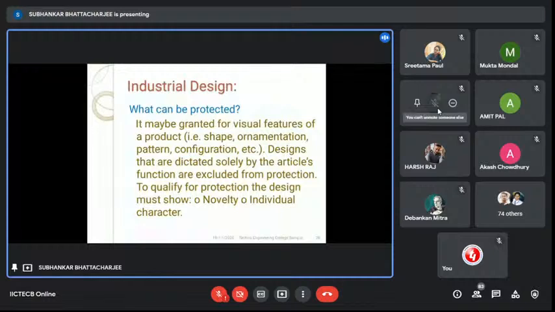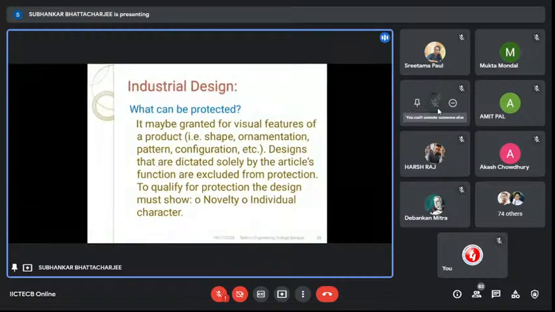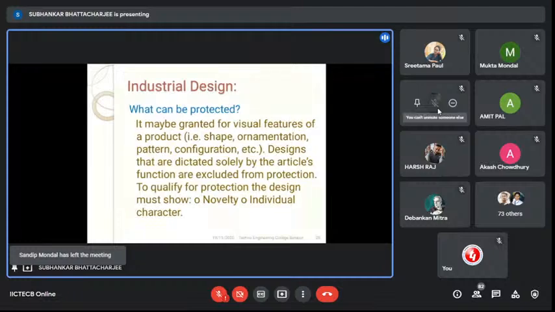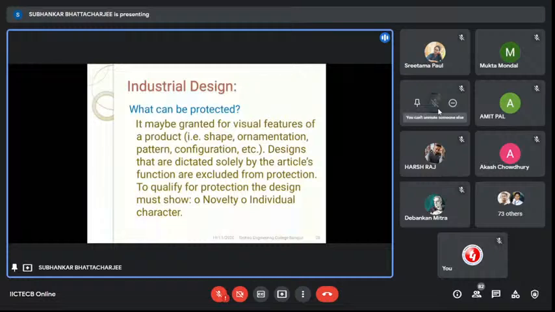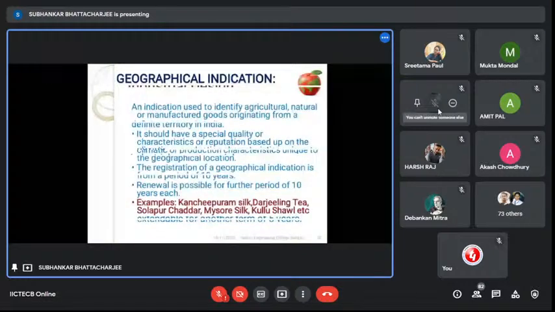What can be protected by industrial design? It may be granted for visual features, a product's shape, ornament, pattern, configuration. These are the industrial designs we can protect. Novelty and individual character in every part. If you are going for any type of IP law, there should be some novelty, individual character, uniqueness, right?